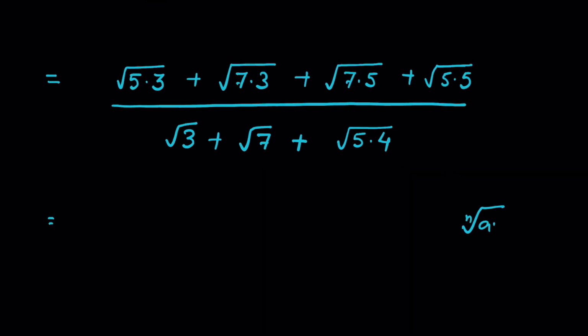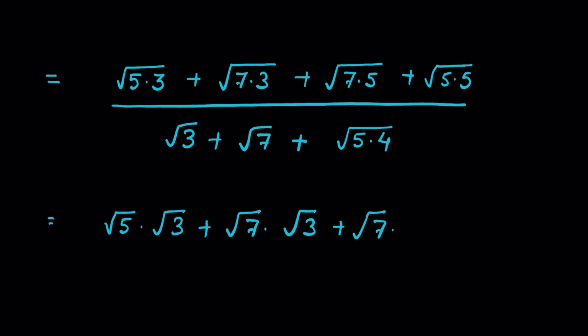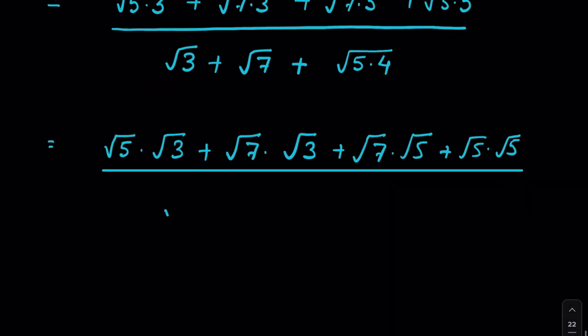Then a times b under nth root, we can write it as nth root of a times nth root of b. So we can write here square root of 5 times square root of 3, plus square root of 7 times square root of 3, plus square root of 7 times square root of 5, plus square root of 5 times square root of 5, upon square root of 3 plus square root of 7 plus square root of 5 times square root of 4.